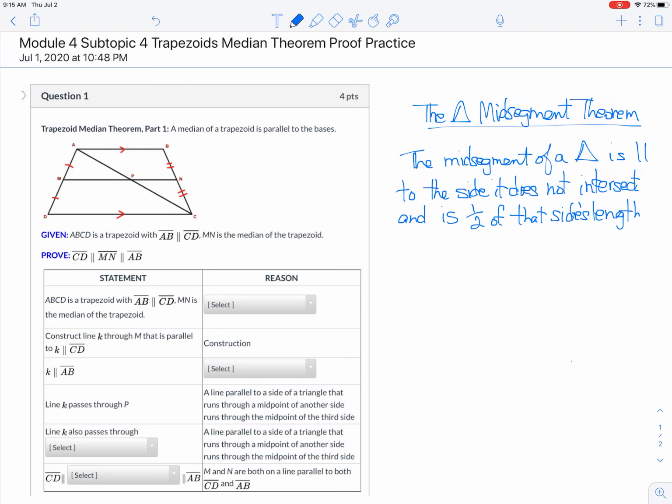We've got so much going on here. So this is Module 4, Subtopic 4. We're now using the triangle mid-segment theorem to prove something about trapezoids. It's good to back up here and go back to this mid-segment theorem.